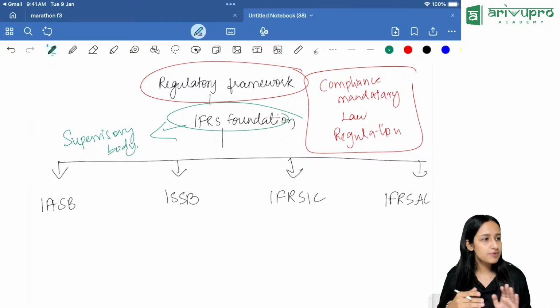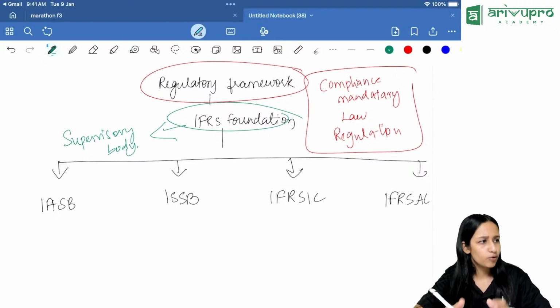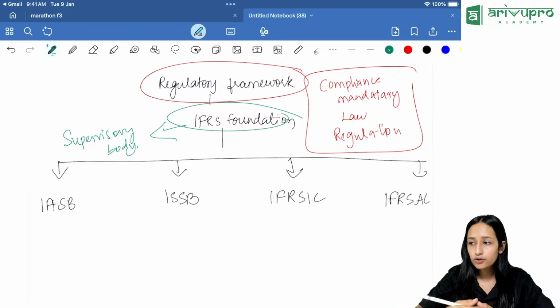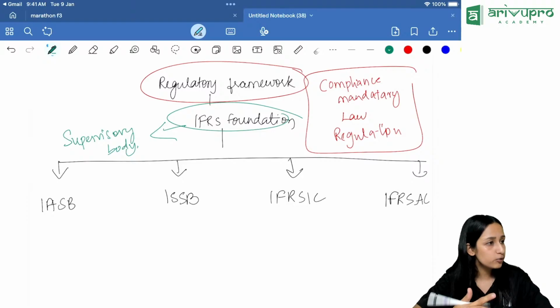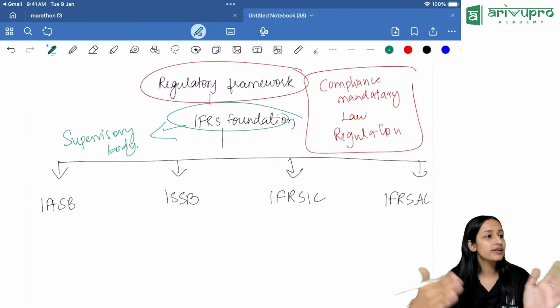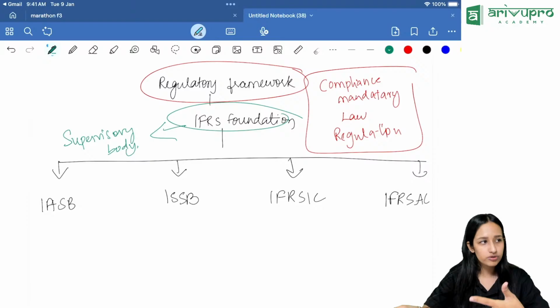Now these people do not directly make the standards. They are the head, correct? But they do not directly make the standards. What do they do then? They make sure that whoever is making the standards is doing a good job with making the standards.